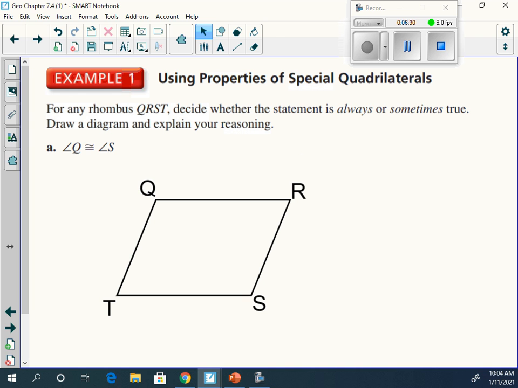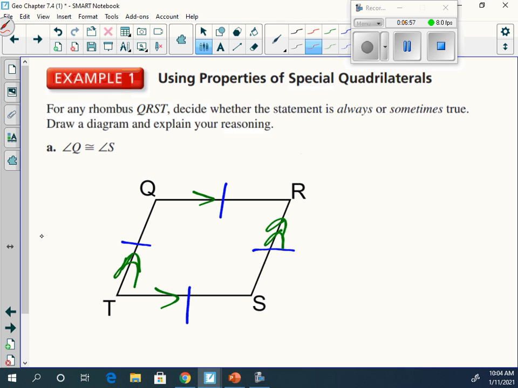Draw a diagram and explain your reasoning. So, if this is a rhombus, we know all four sides are congruent, yes? Because that's just by definition of what a rhombus is. By definition, a rhombus has four sets of congruent sides. And we also have two sets of parallel sides, because by definition a rhombus is a parallelogram.